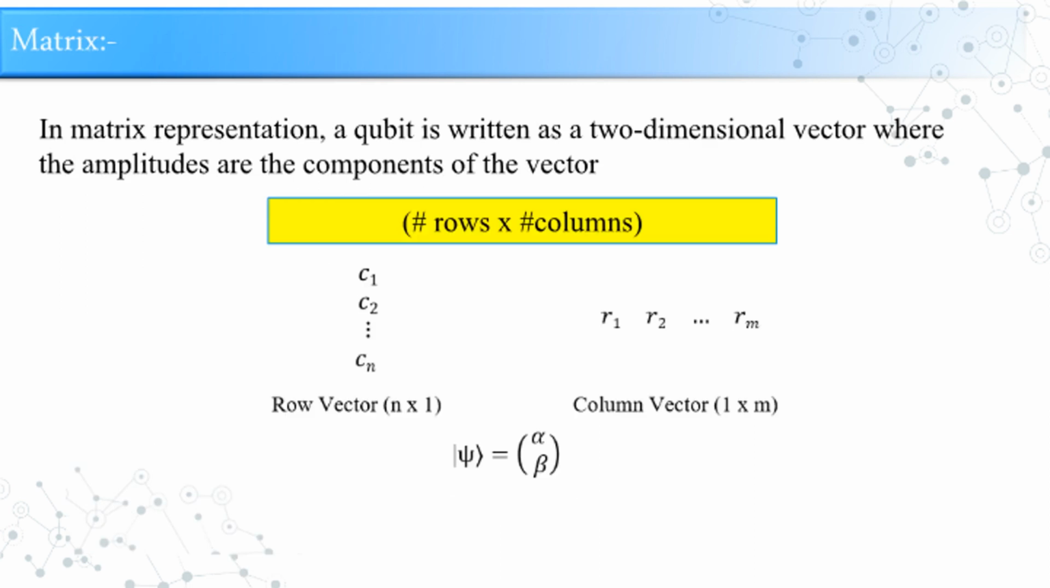In quantum computing, understanding matrices is also an important task. In matrix representation, a qubit is written as a two-dimensional vector where the amplitudes are the components of the vector. These are commonly known as rows and columns in the conventional matrix.